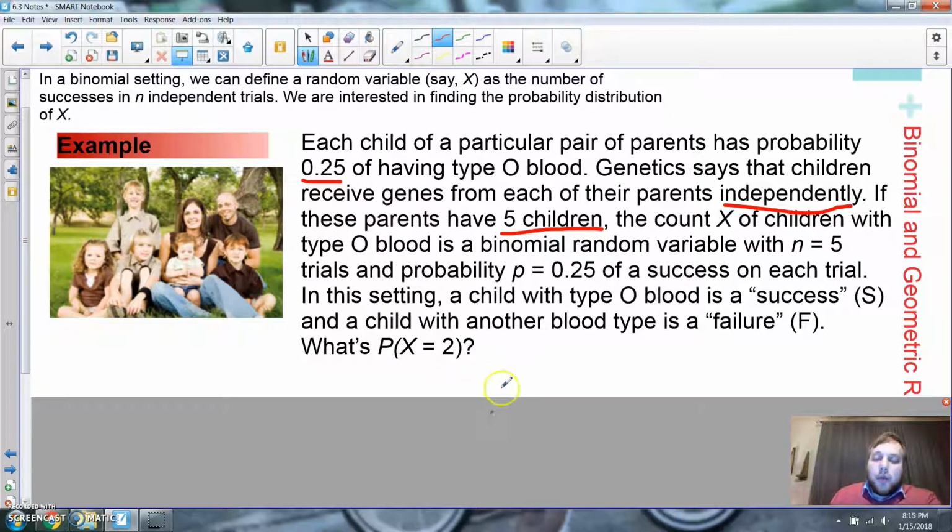So, probability of having 2 kids with O blood would be 1/25, right? And I want another kid. We'll use parentheses. And I want another kid. So that would be the first kid. Here's the second kid.